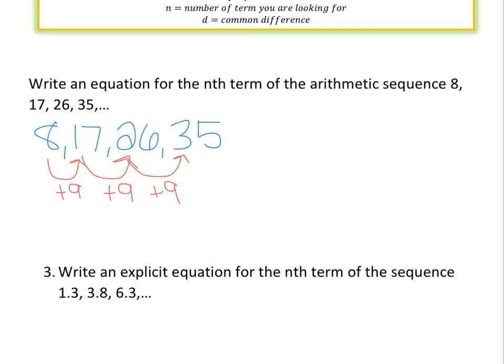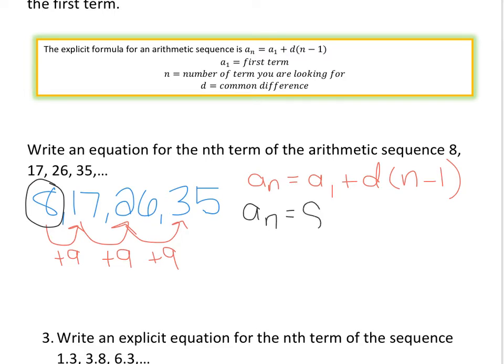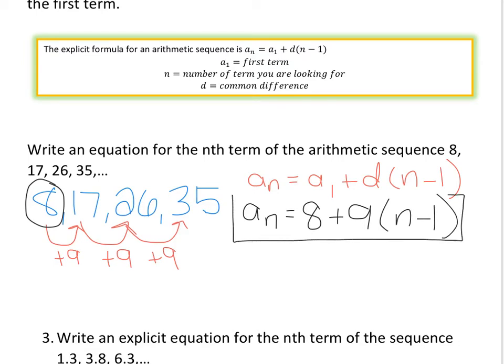So to find the nth term quickly, we can use the explicit formula. The explicit formula for an arithmetic sequence is a subscript n equals a1 plus d times n minus 1. Now in this case, what is our first term? Our first term is going to be 8. So a subscript n, because we're looking for any term, will be 8 plus our common difference, which is 9, times n minus 1. And that will be our answer.